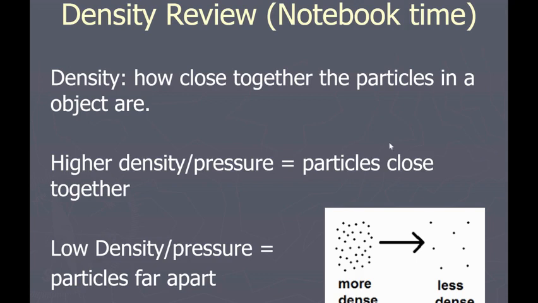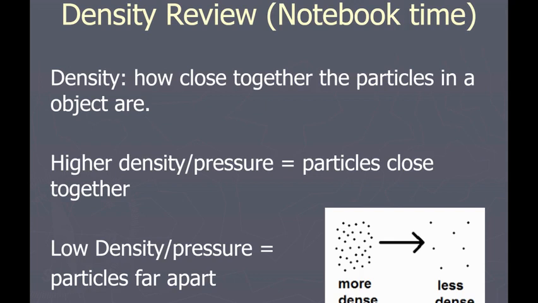Now, density can be swapped out for pressure here because we're talking about the air. The air's pressure is the same thing as its density at any given time. So a higher density means a higher pressure, and that's when our particles are closer together. We can fit more air in that column of air that's over you pushing down. That's why it's higher pressure. We're able to pack in more particles to push down.